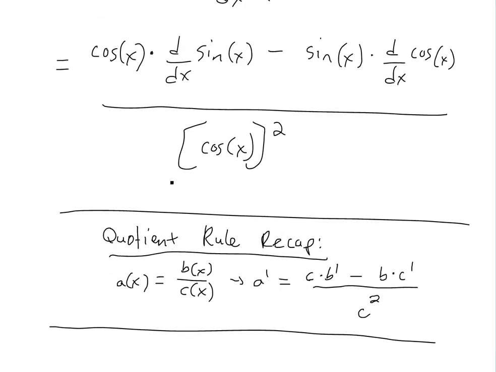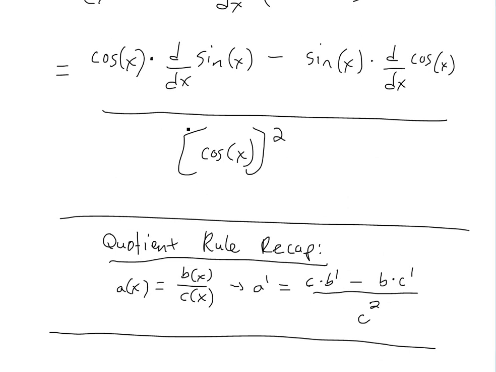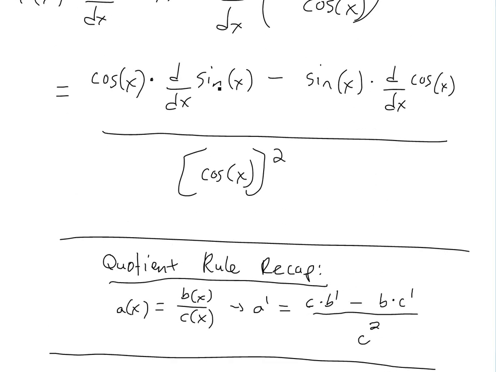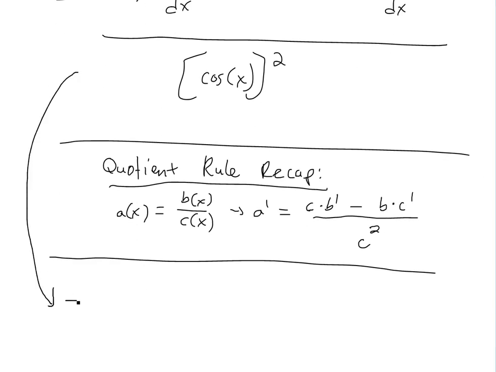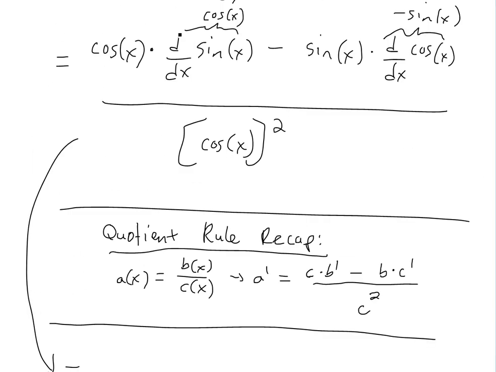Now if we solve these out, see my other video: the derivative of sine x is just cos x, and the derivative of cos x is negative sine x. If we put them all together, we get cos x times cos x, which is cos squared x.